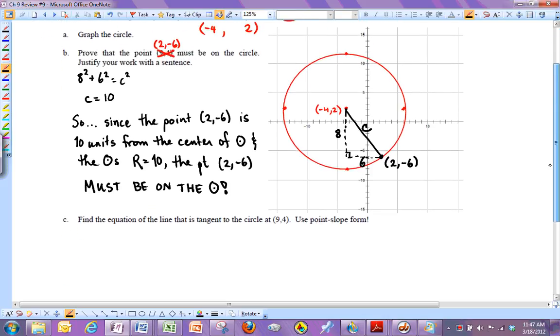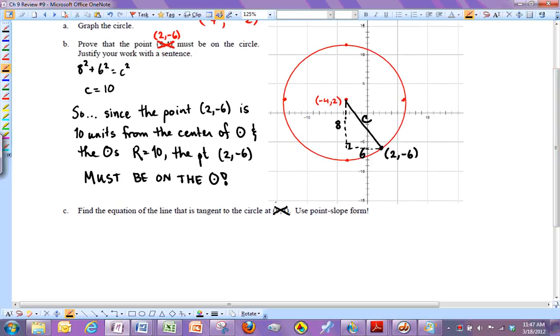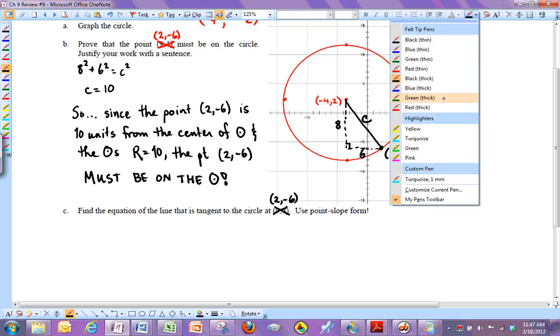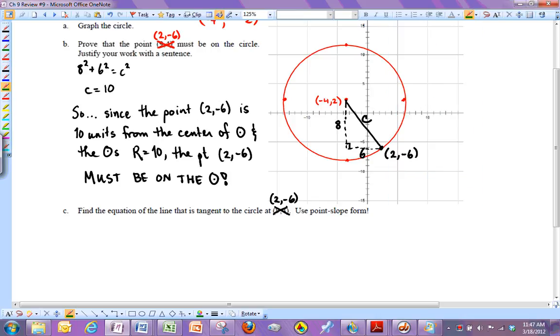So the next part here, again, this is a typo. That should be still 2, -6. So now it says find the equation of the line that's tangent to the circle at 2, -6. Okay, so remember, a tangent line is a line that only touches the circle at one point, and in this case it's got to be at 2, -6. So here's my tangent line.